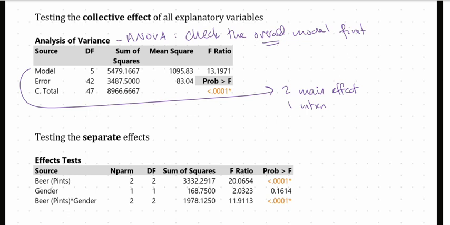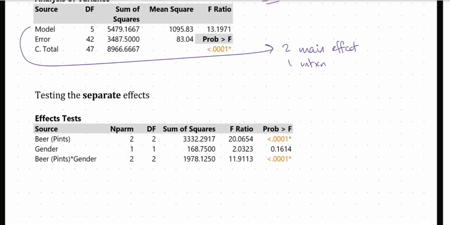So we look at the overall model, and we can see that this overall model with 5 degrees of freedom is the same as checking each of the individual effects, which have a total of 5 degrees of freedom. So for the overall model, there's strong evidence that at least one of those 2 main effects or the interaction is useful. So we come down and investigate which. Well, we've already seen there is strong evidence of the main effect for beer and the interaction effect between gender and the amount of alcohol.